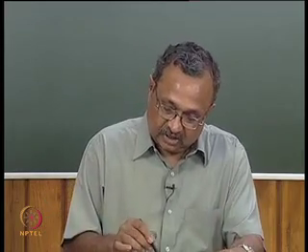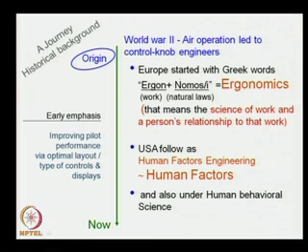Now, in Europe, it started as ergonomics. These two Greek words, ergon and nomos, that is ergon is the unit of work or work, nomos is the natural law. So, these two words combined together and made it ergonomics. That means the science of work and a person's relationship to that work.